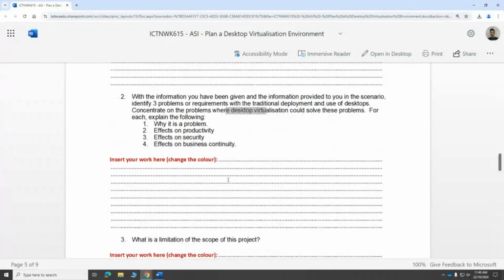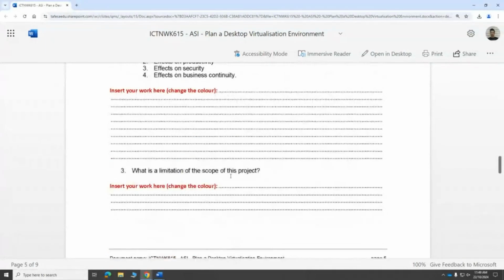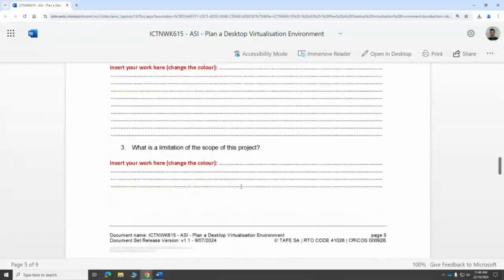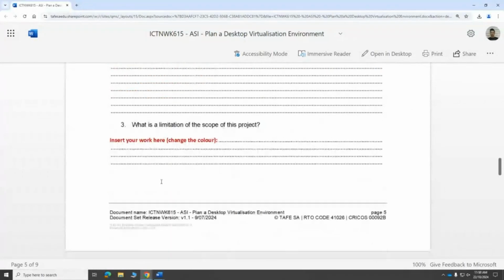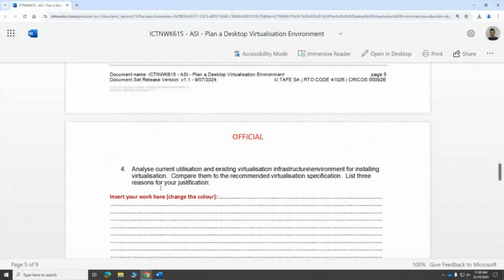And here's a limitation. I think that's pretty obvious, isn't it? We talked about the limitation. What is a limitation of the project? That was exactly what we read just before. Next: analyze the current utilization of existing virtualization infrastructure and compare it with the virtualization specifications. Again, this is exactly the same as the previous one, so you just have to transfer what you did there into here.